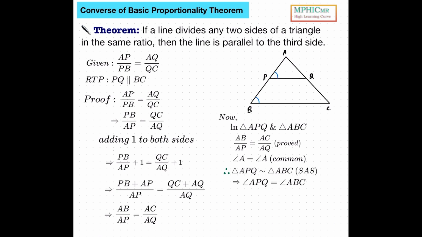So we can say that angle APQ equals angle ABC, which are corresponding angles, and so we can say that PQ is parallel to BC as corresponding angles are equal. And this is how we can prove this theorem.